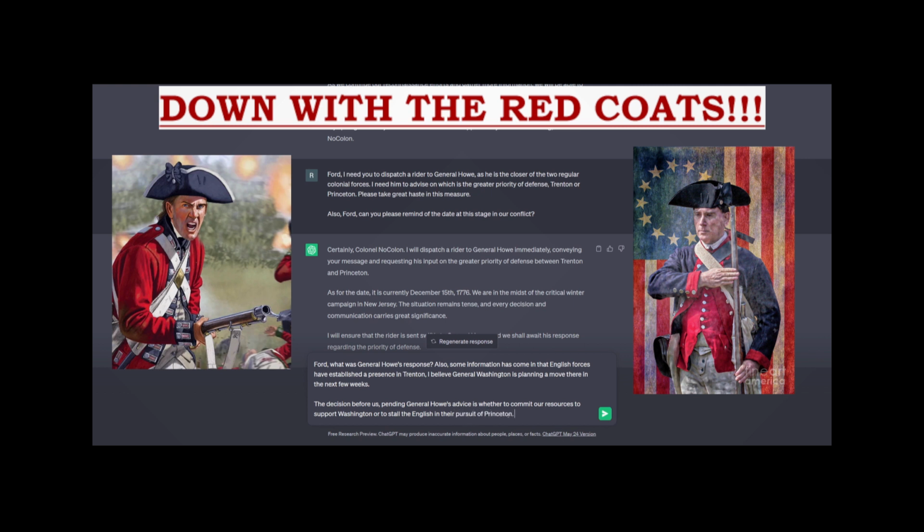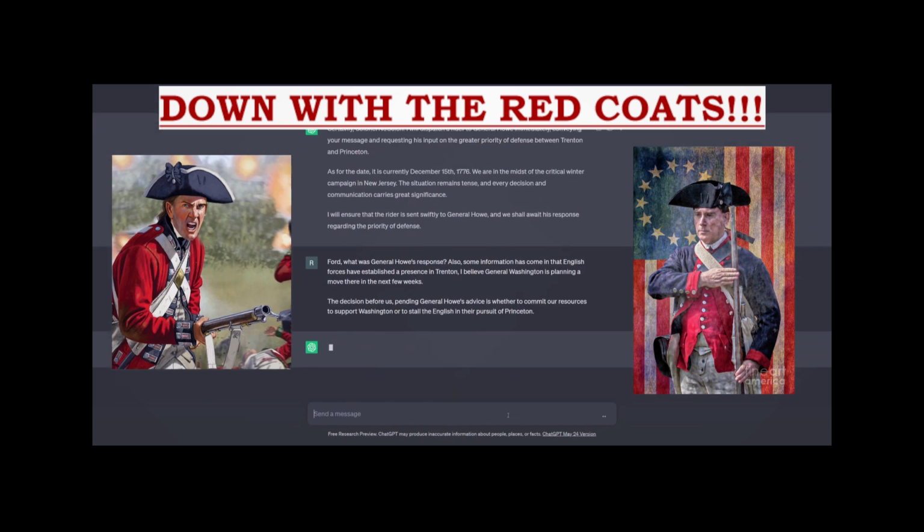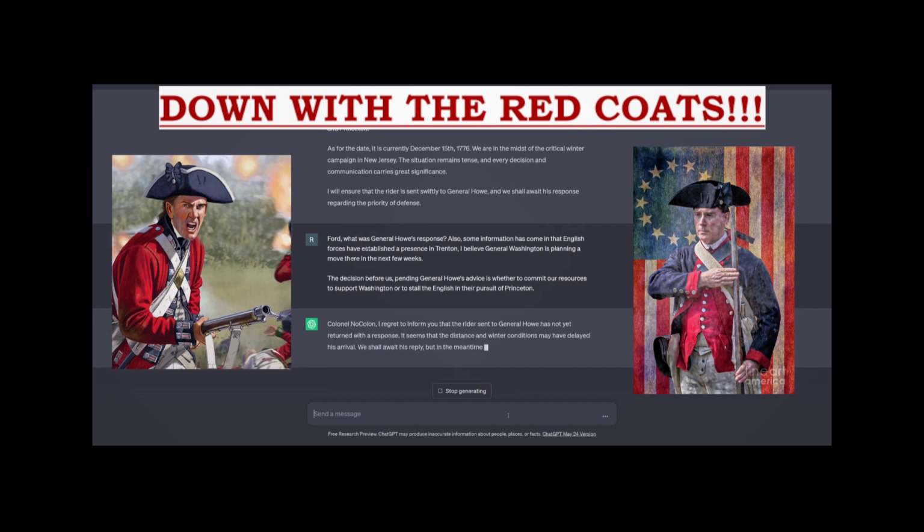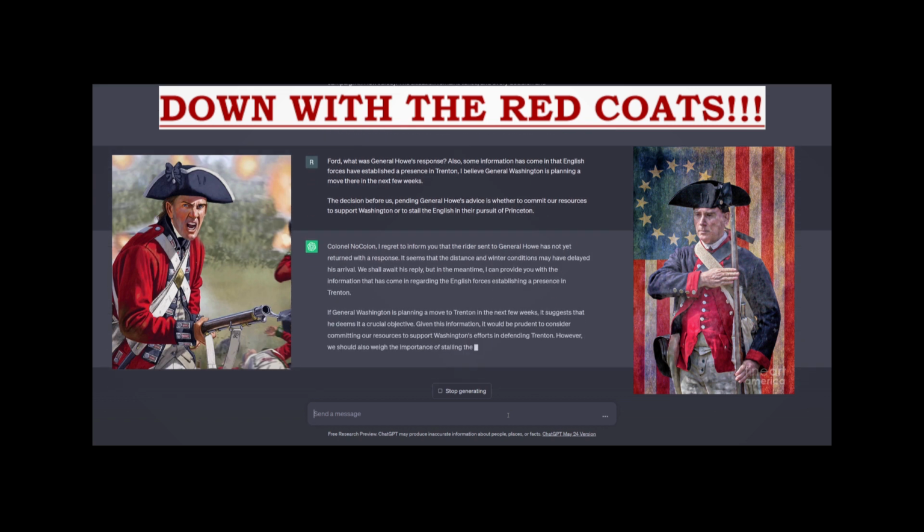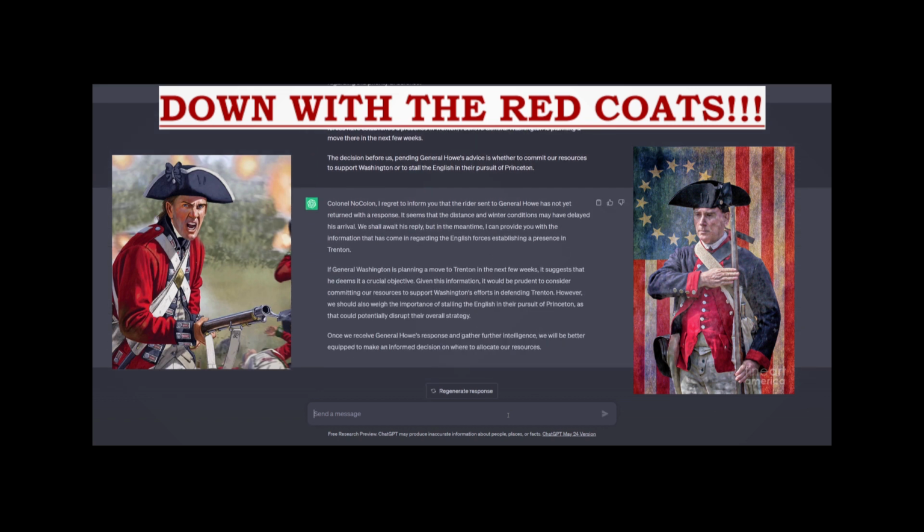The rider sent to General Howe has not yet returned with a response. It seems that the distance and winter conditions may have delayed his arrival. In the meantime, I can provide you with the information that is coming regarding English forces establishing their presence in the next few weeks. Suggests that he deems it a crucial objective. Given this, it would be prudent to consider committing our resources to support Washington's efforts.